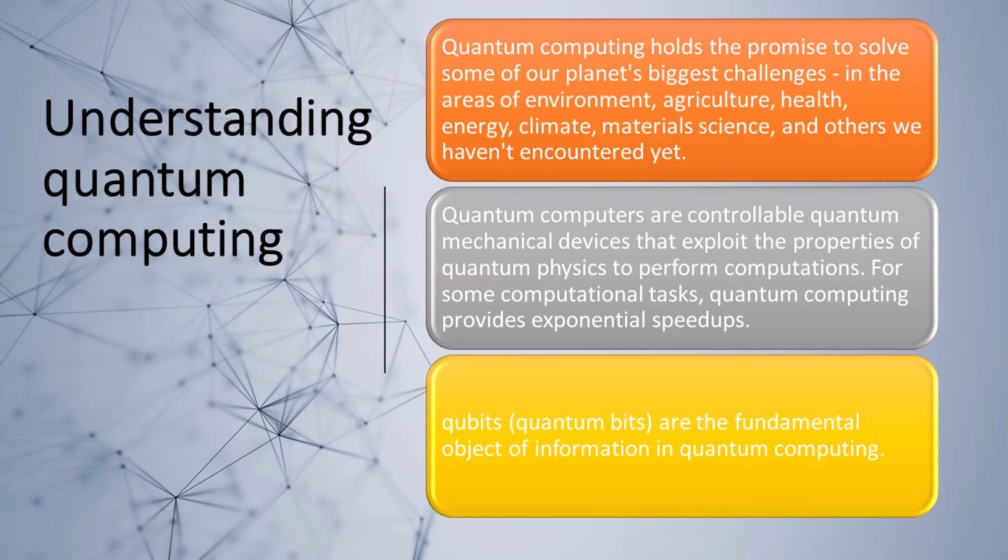Just as bits are the fundamental object of information in classic computing, qubits, that is, quantum bits, are the fundamental object of information in quantum computing. While a bit or binary digit can have a value either 0 or 1, a qubit can have a value that is either 0, 1, or a quantum superposition of 0 and 1.